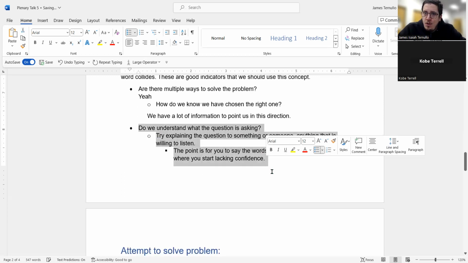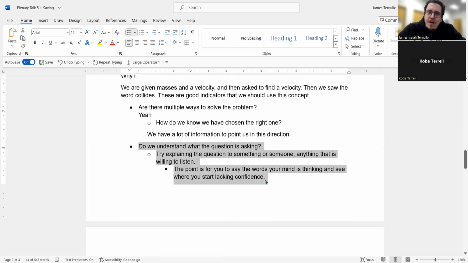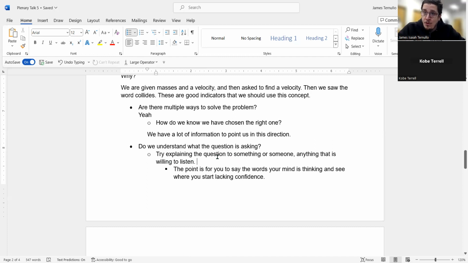This one here is not so much for me to go over with you because this is sort of inward. In fact, if you read this here, it says, try explaining the question to someone or something, anything that's willing to listen. This is called the rubber ducky method by computer scientists, and it's also called the Feynman method by other people. It literally means take something that maybe you want to give a personality, and it's dumb, and you're trying to teach it what you're doing, explaining to this object what you're doing.